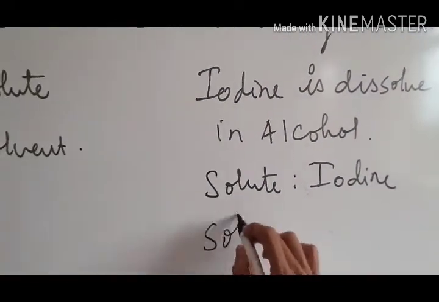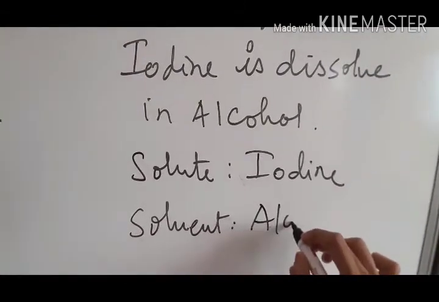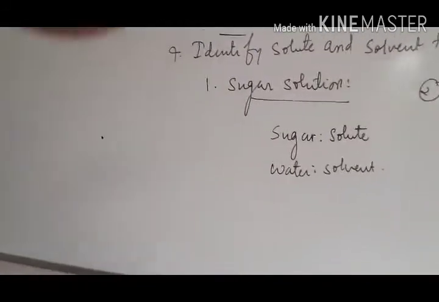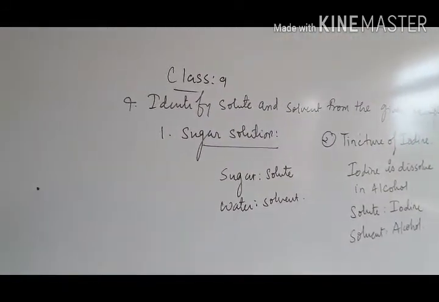So iodine is the solute and for the solvent we can write alcohol. Okay. So that is the second example which is given in the textbook in the form of examples of solution.